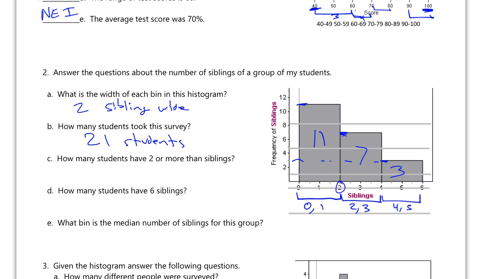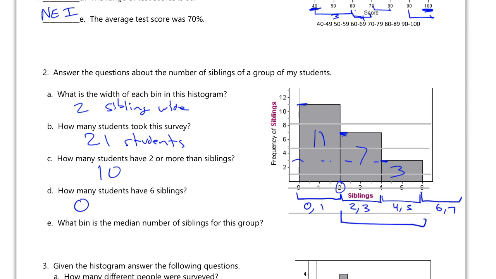How many students have 2 or more siblings? That's going to be from 2 onward, so 7 plus 3 is 10. How many students have 6 siblings? Based on this, we can actually say 0, because looking at our pattern, the first bar was for 0 and 1, then 2 and 3, then 4 and 5, which means 6 and 7 go in the next bar, and there are none in that bar, so we can say 0.